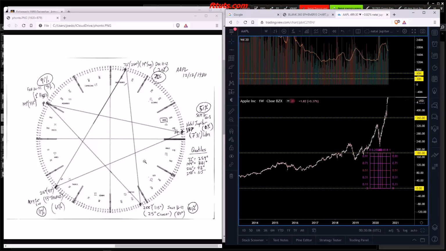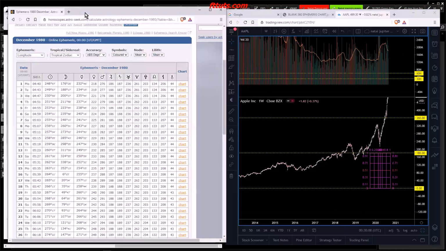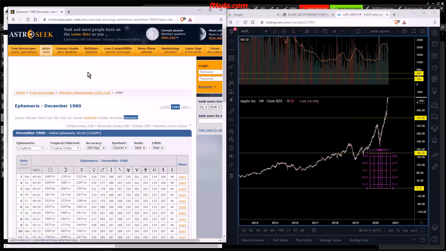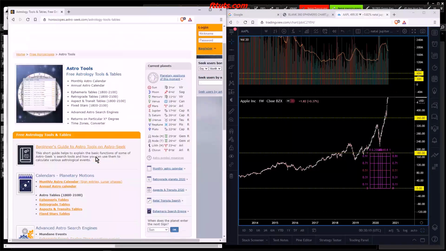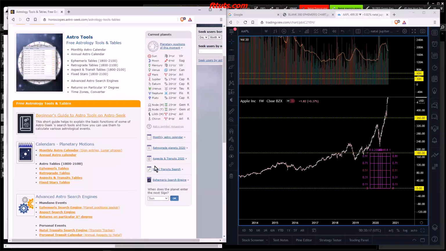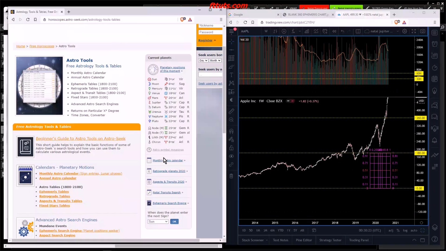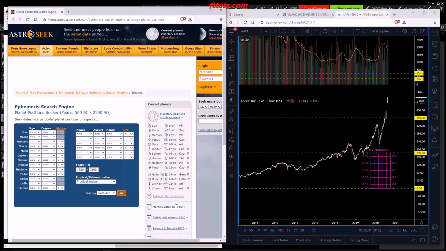Now, pull up our ephemeris, and there's an option here to search monthly. Oh, okay. Here we go. Where is it? Aspects in transit, natal transit search, ephemeris search engine. There we go. From that other page, there was an actual quick search as well. Okay. I just clicked away by accident first.